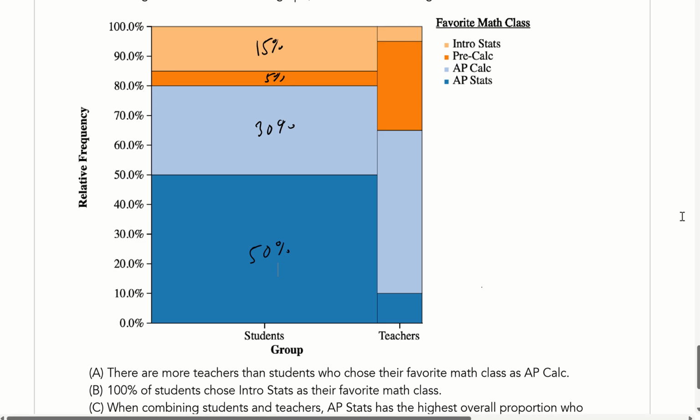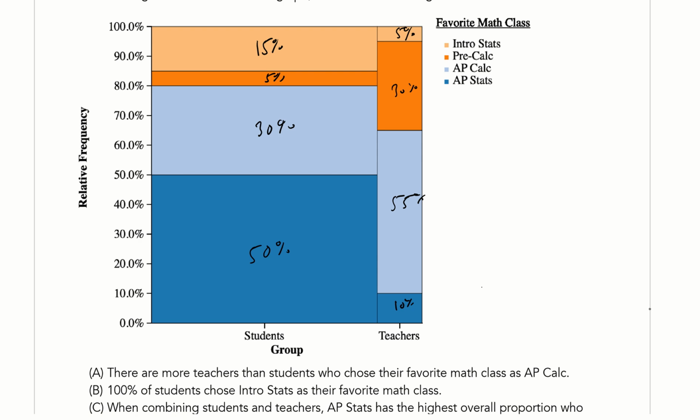So those are percentages, and we might as well do it for the teachers. So it's 10% of teachers here. And from 10 to about 65, that's about 55%. And then from 65 to 95, that's 30%. And then we got 5% here for intro stats.